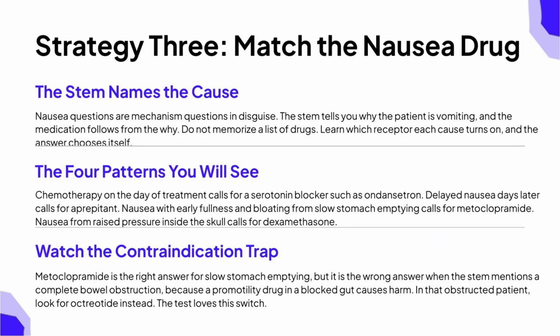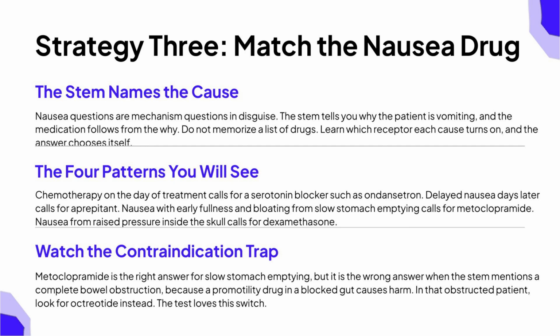Nausea questions are mechanism questions in disguise. The stem always names the cause, and the medication follows from the why. So do not memorize a flat list of drugs. Learn which receptor each cause turns on, and the answer picks itself. Know the 4 patterns you will actually see.